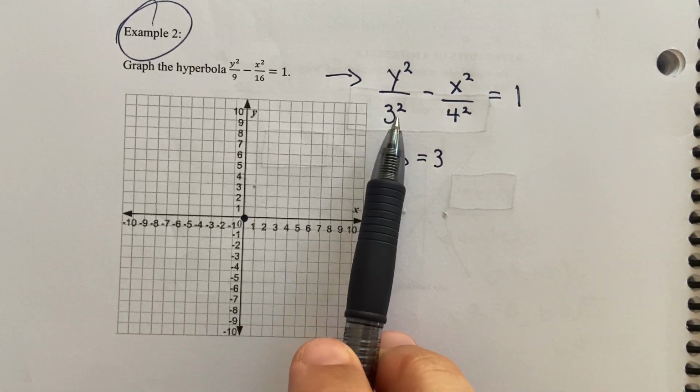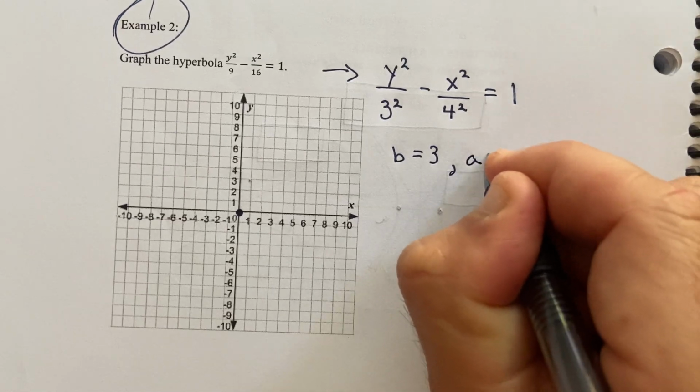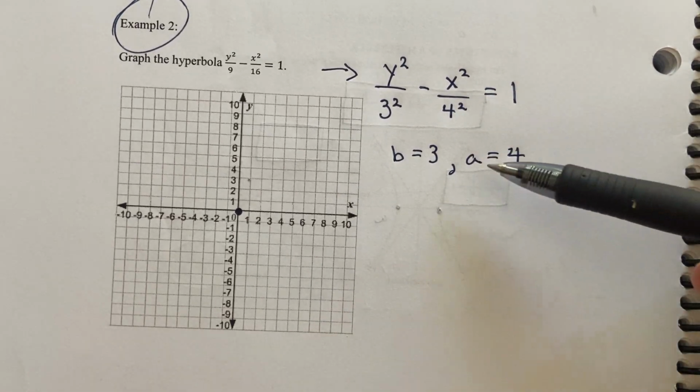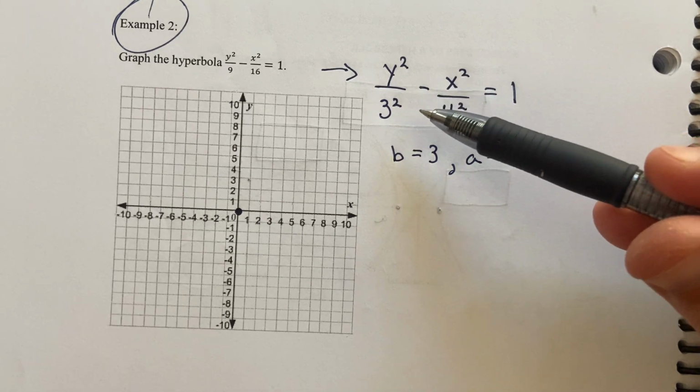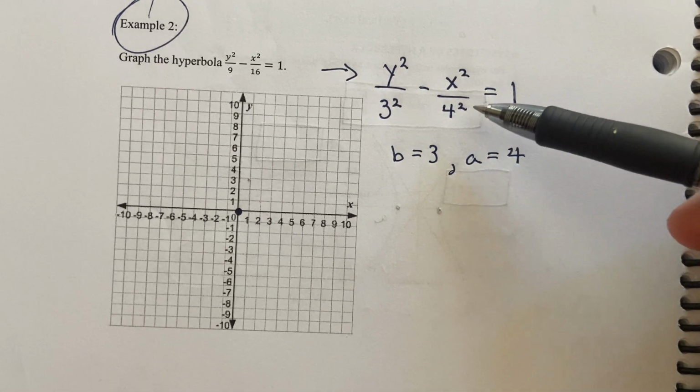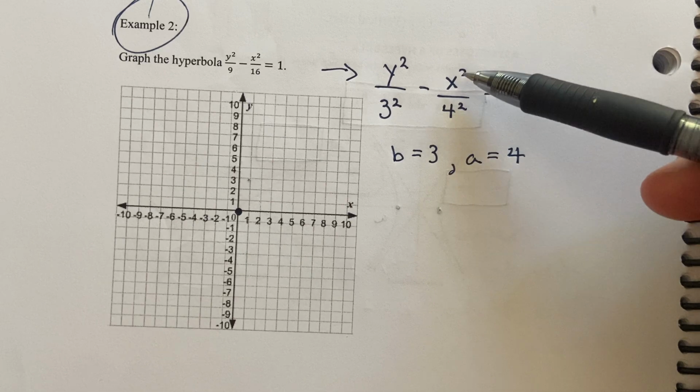B is always under y. And a is 4, right? A is always under x, regardless of the location. It's not the location, it's the association, right? So these are associated always.